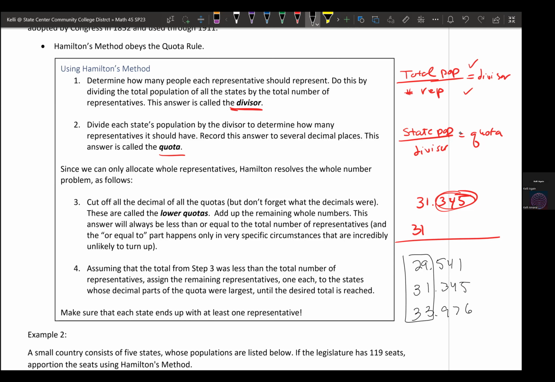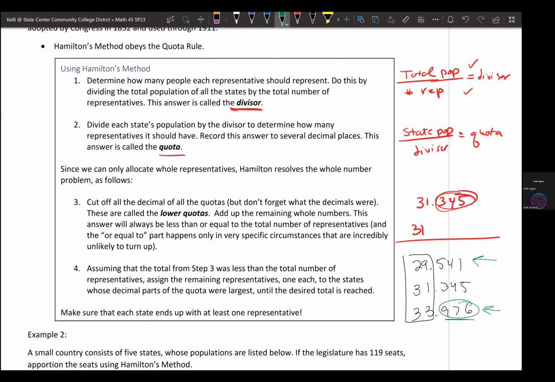If you had a leftover representative, you would look to see whose decimal part was the largest. So in my made-up example here, the 33.976, the 976 is the largest decimal part, so they would get that leftover representative. And if you had 2 leftover representatives, you would give one to them and the second one to these people, because it has the second largest. So you use the lower quotas and then you start assigning the ones that you haven't used to the states whose decimal parts were largest.